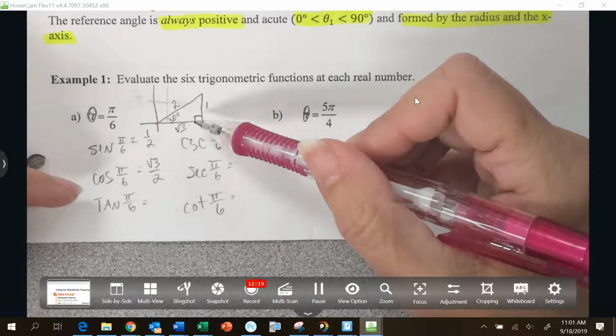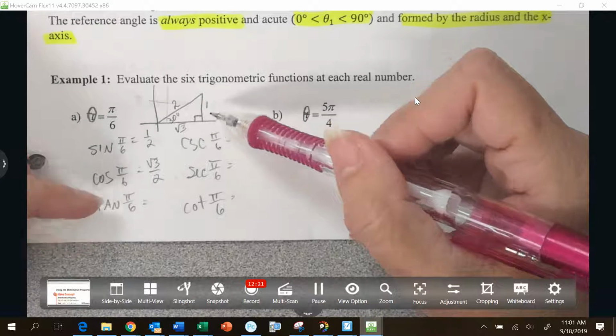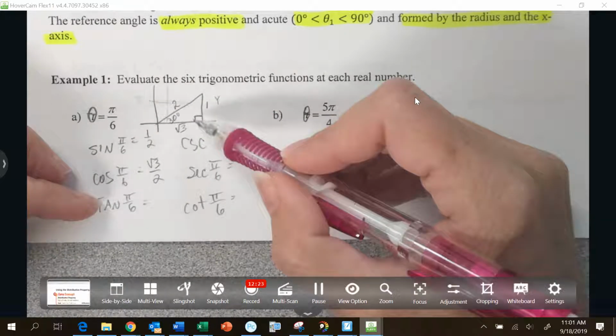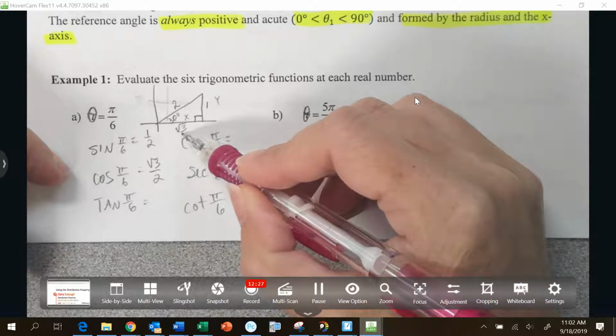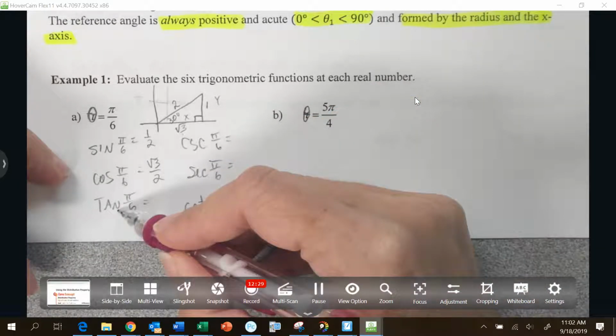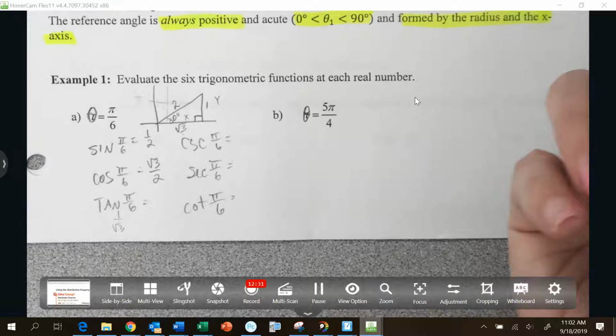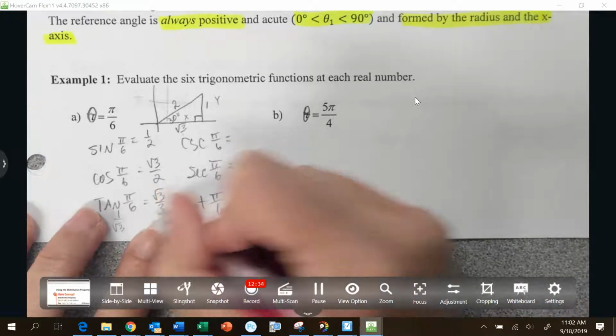Tangent is going to be the y over the x. So I look at my y up here, and I look at my x. If I put 1 over radical 3, what am I going to have to do? I have to rationalize it. So it will be radical 3 over 3.